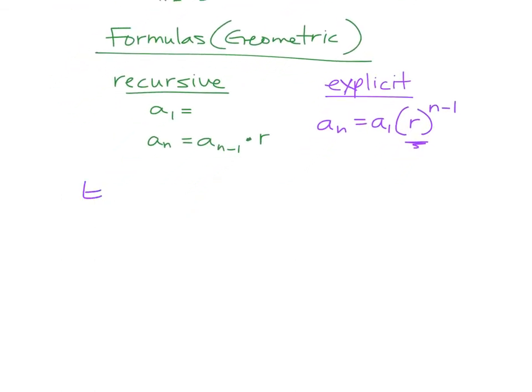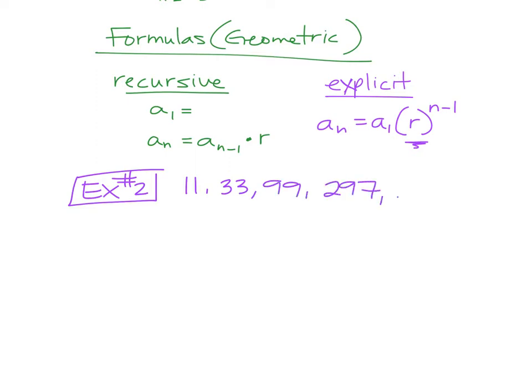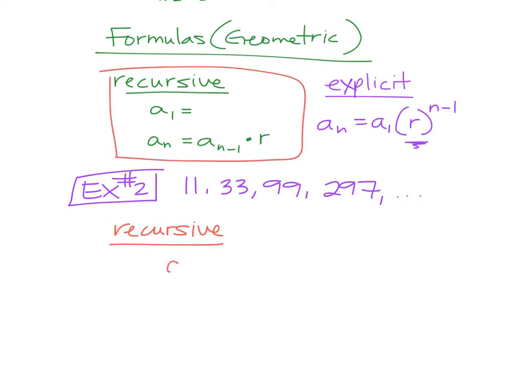Using those formulas, if I give you 11, 33, 99, 297, ... we want the recursive and the explicit formulas for these. So let's start with recursive, right? We're going to say, first of all, a sub 1 is 11, your first term. So that's going to be the start of it.